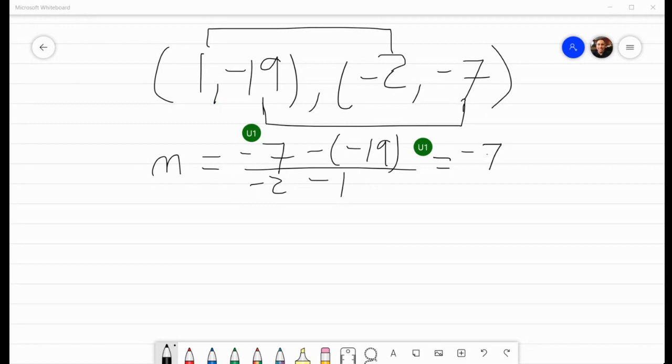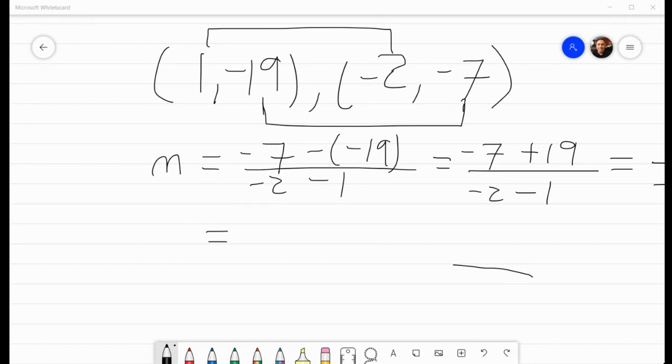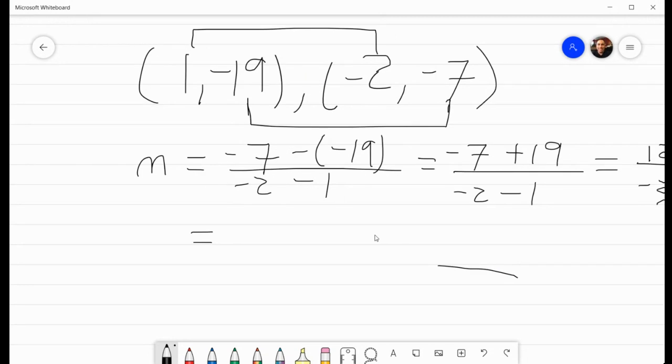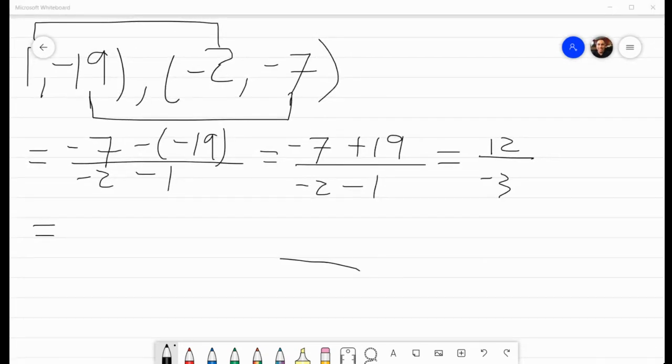So we have negative 7 minus a negative, which is plus 19, divided by negative 2 minus 1. On top, we get 12. On the bottom, we get negative 3. And so we get negative 4. Now that's the slope.